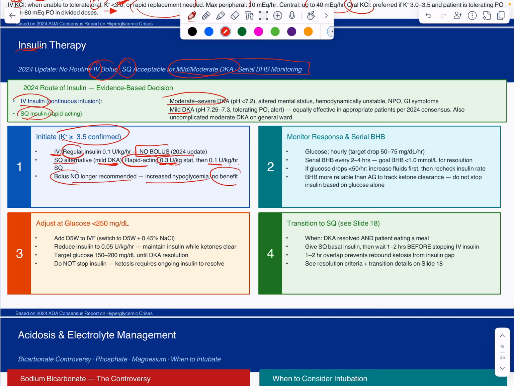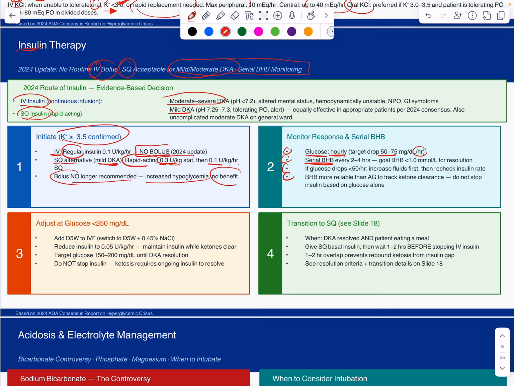While running the IV fluid, the insulin, the potassium, everything, there are some labs that we regularly check. First, the glucose. We check the glucose hourly. You don't need a BMP for that; you can just do a bedside glucometer. And the target is to drop the glucose 50 to 75 points per hour.